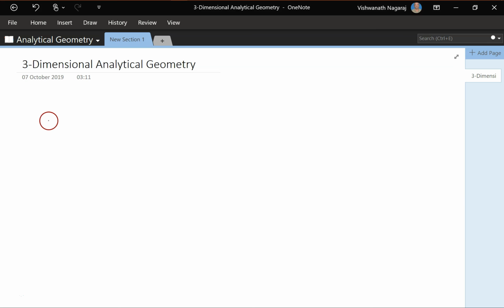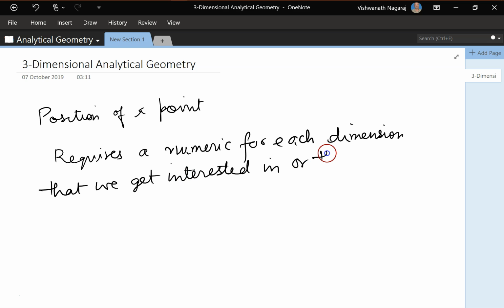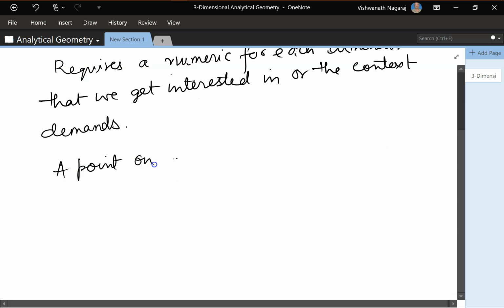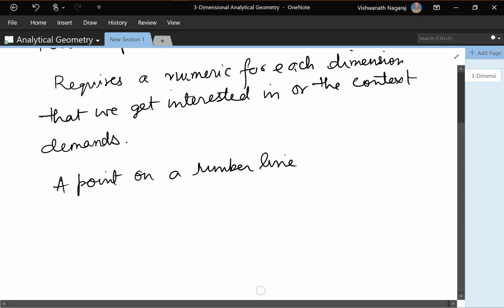Now, let's focus on the position of a point. This requires a numeric location for each dimension that we are interested in, or the context demands. A point on a number line. That means we are interested only in moving around a number line.